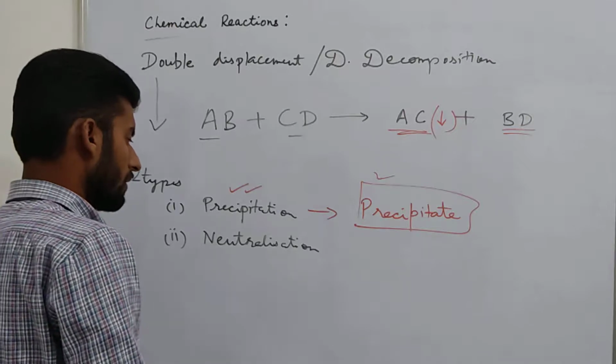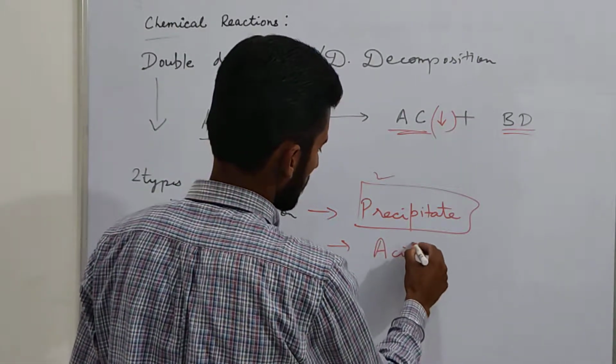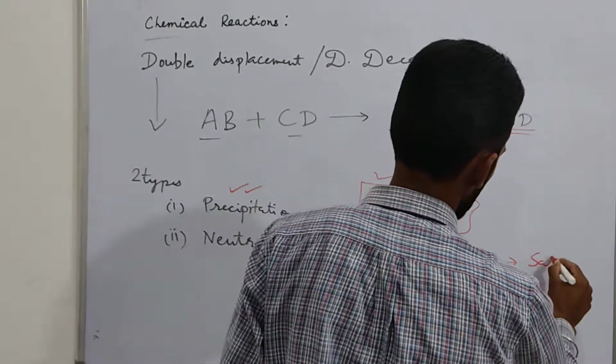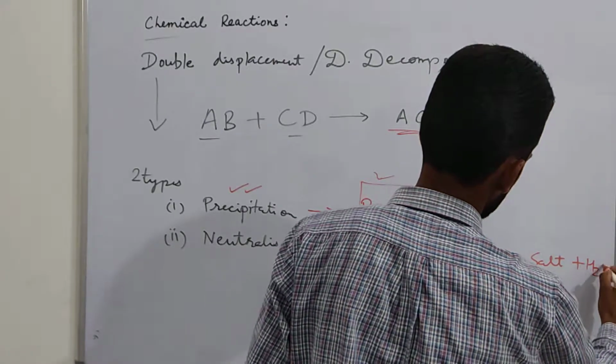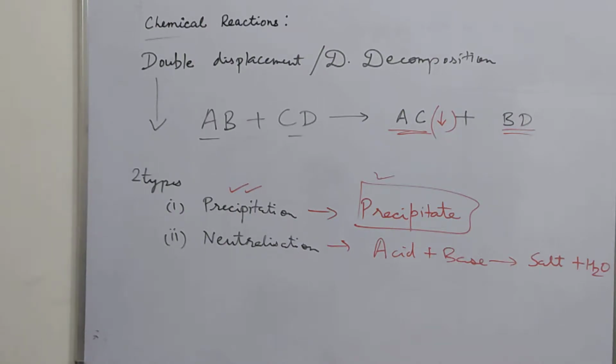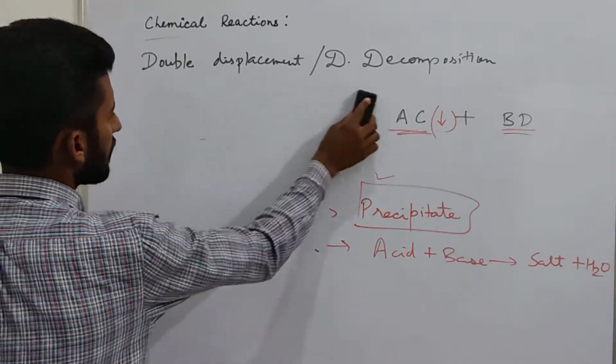While in the case of neutralization reaction, an acid combines with a base, and there is formation of salt plus water. So two different types of reactions belong to double displacement or double decomposition. First one is known as precipitation, another one is known as neutralization reactions. So we will discuss one by one. Only examples you need to keep in mind.